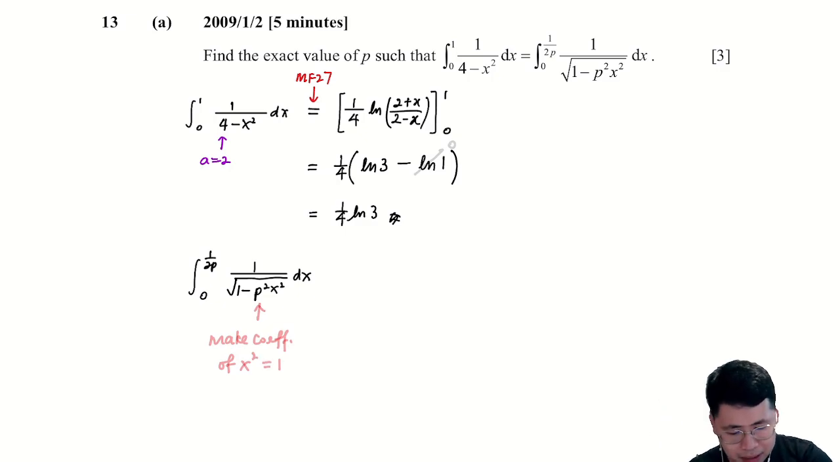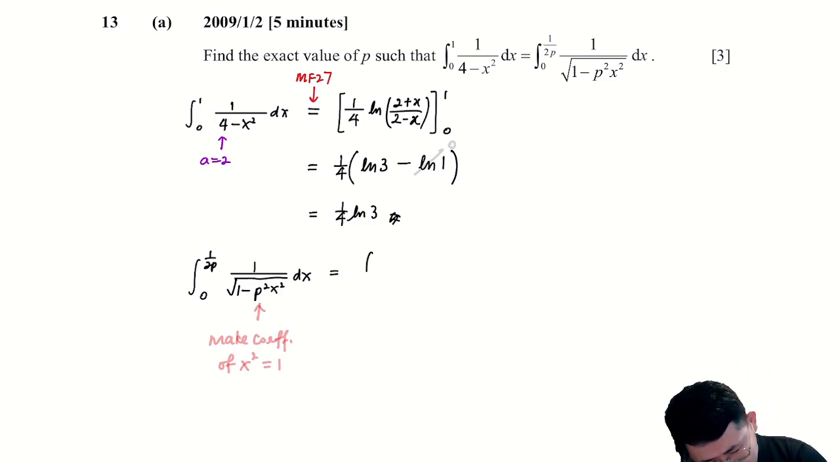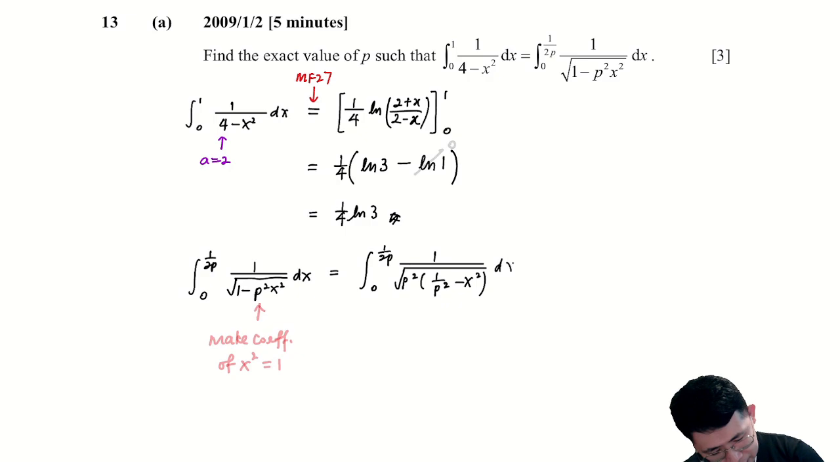And how do we make the coefficient of x square to be 1? We need to factorize out the p square first. So how do I do that? You see, 1 over 2p, now taking out the p square, so over here, if I take out p square, I will have a 1 over p square minus x square, like that, correct? So this will be at the bottom, like that. dx, like that.